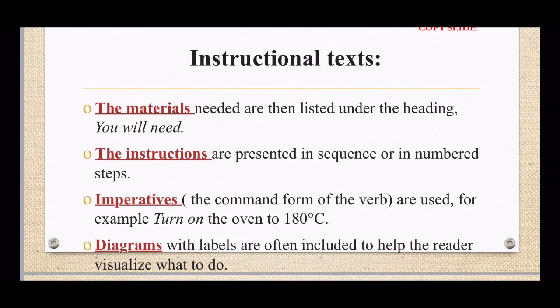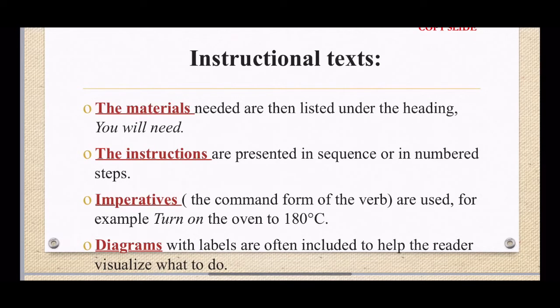So we had our title. Then we have the materials. The materials needed are listed under the heading, you will need. So usually we have our title first, and then our materials, which you will need. Then we have the instructions, and they are presented in a sequence or in numbered steps. When we see instructions, they will appear in a certain sequence, for example, in bullet form or in numbered form.